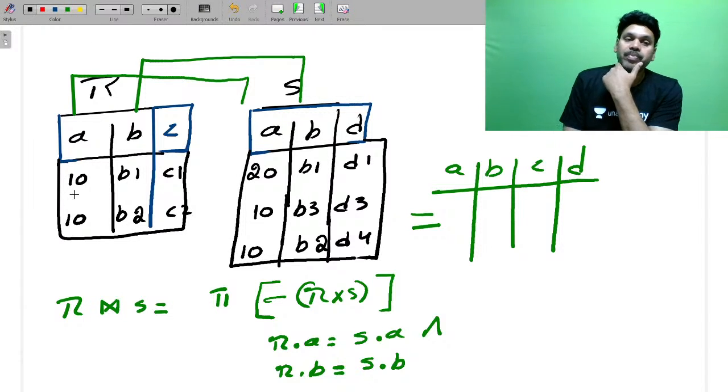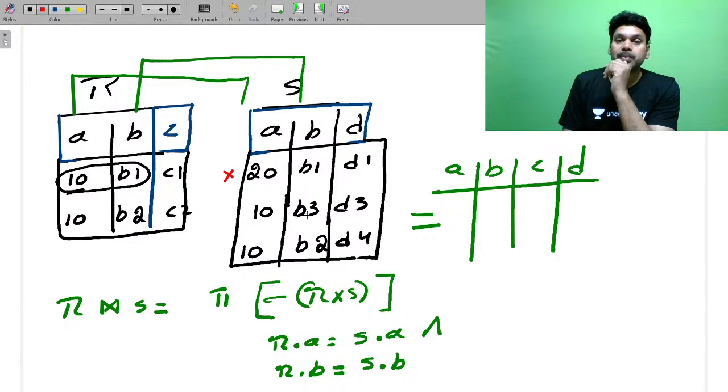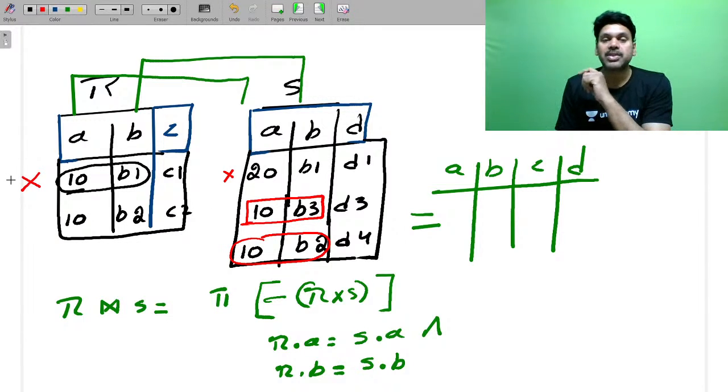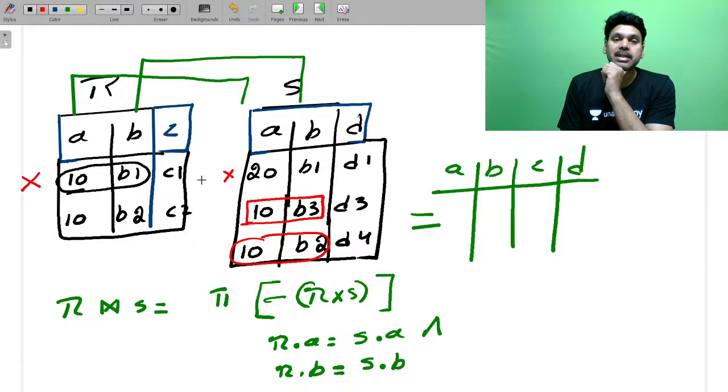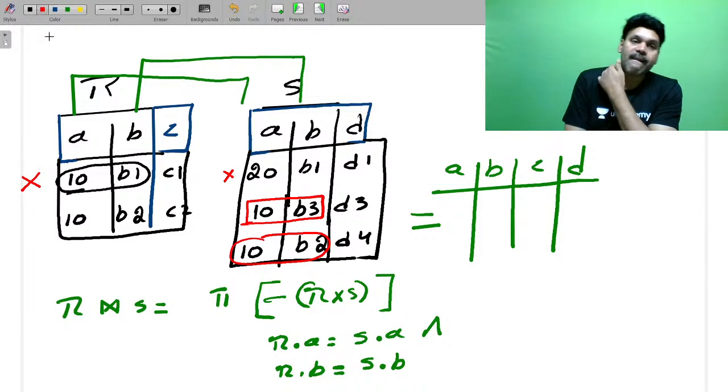Now your data 10B1 together you need to check. So 10 is not matched with 20, so this cannot be mapped. 10 can be mapped with 10 and B1 also supposed to be mapped. So 10B1 is not equal to 10B3, therefore it cannot map, and 10B1 cannot map with 10B2. This is how the first tuple is not going to be mapped with the second table. Any of the tuples are not going to be mapped because we are checking the equality between A and B together.